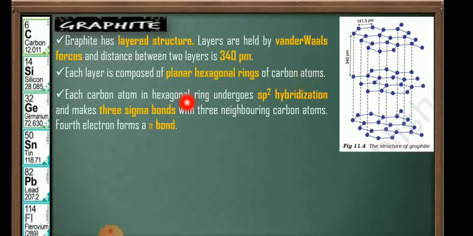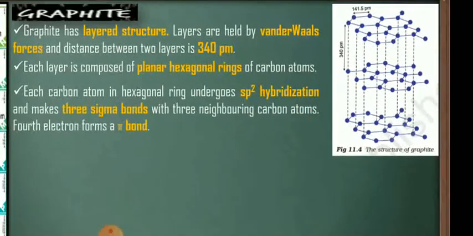In graphite, each carbon atom in a hexagonal ring undergoes sp2 hybridization. Okay, in diamond, carbon atoms undergo sp3 hybridization, whereas in graphite each carbon atom undergoes sp2 hybridization, produces 3 hybrid orbitals and makes 3 sigma bonds with 3 neighboring carbon atoms. Okay, that means what?